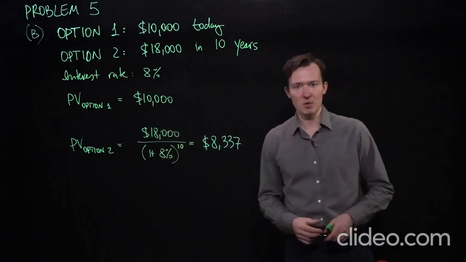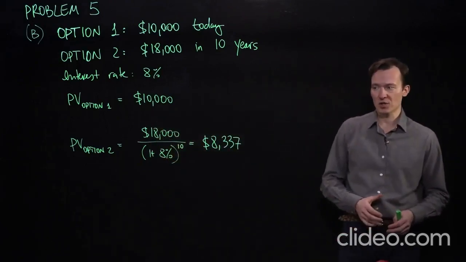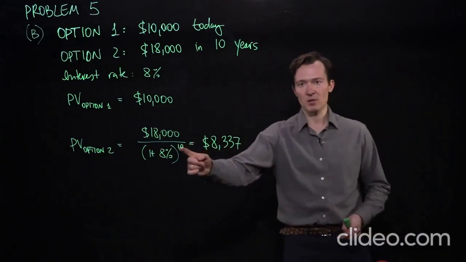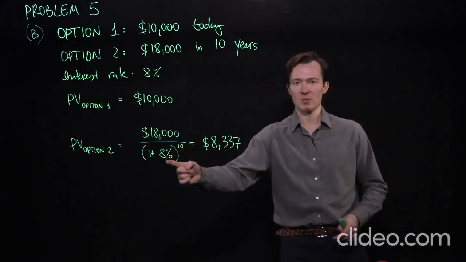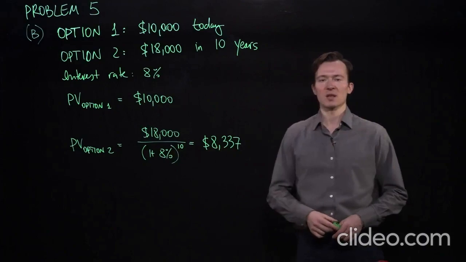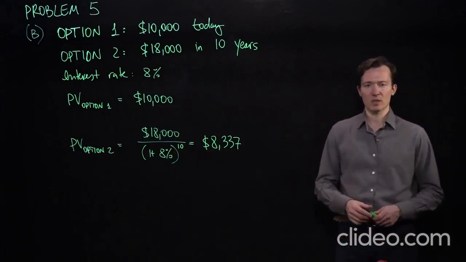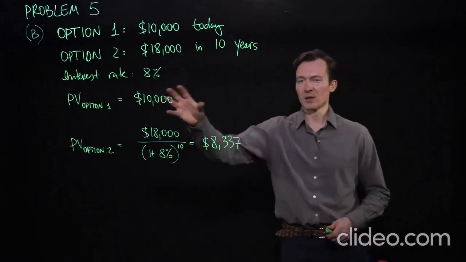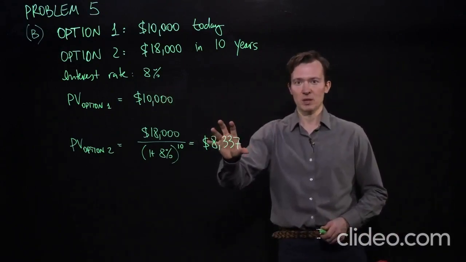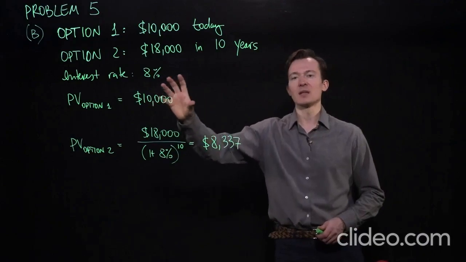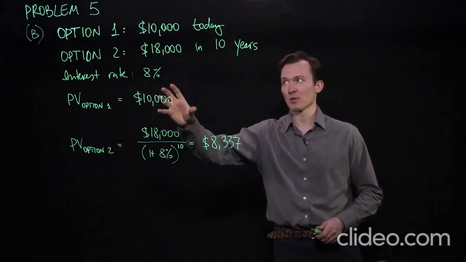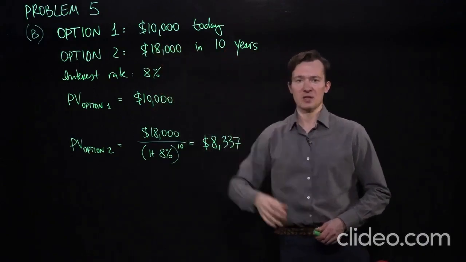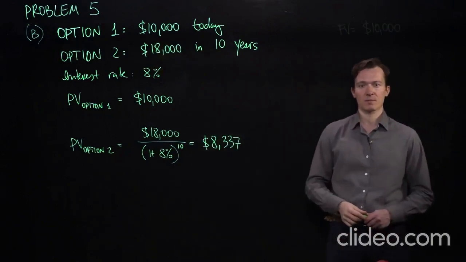The present value of option 2 is $18,000 received 10 years from now, discounted to present at 8% rate, which gives us $8,337. Since the present value of option 1 is greater than the present value of option 2, in this case we prefer to take $10,000 right now as opposed to waiting 10 years and receiving $18,000.